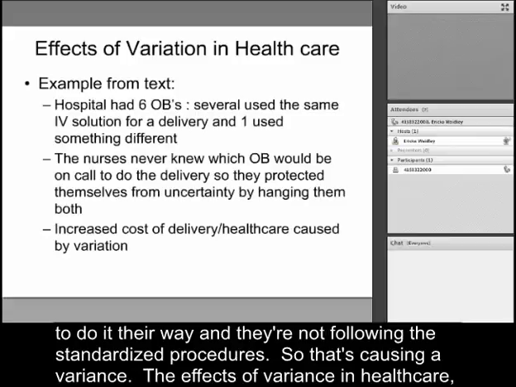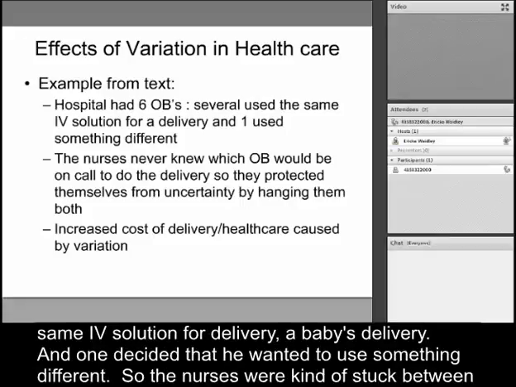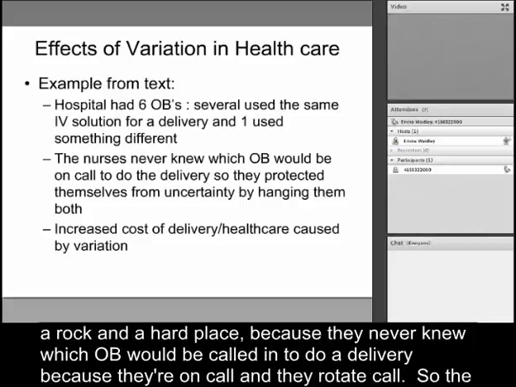The effects of variance in healthcare we've talked about before, and a good example from our textbook reading is that of the hospital that had 6 obstetricians, and several of them used the same IV solution for a baby's delivery, and one decided that he wanted to use something different. So the nurses were kind of stuck between a rock and a hard place because they never knew which OB would be called in to do a delivery because they're on call and they rotate call.